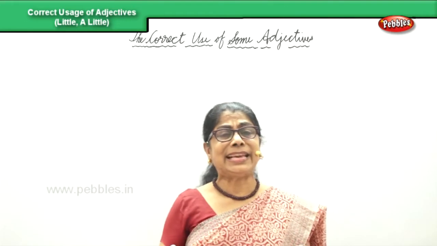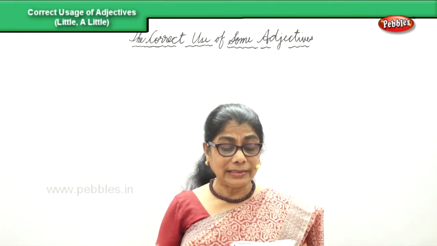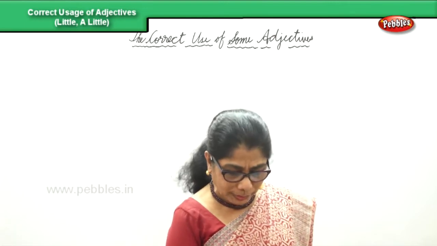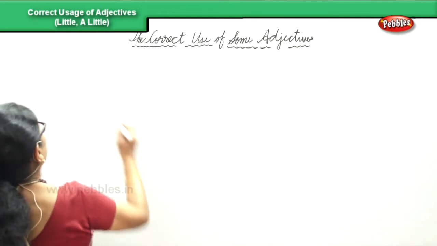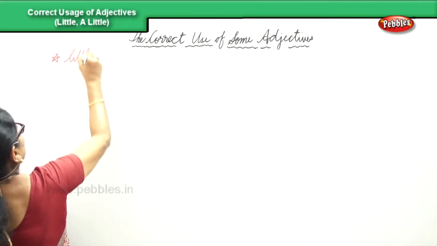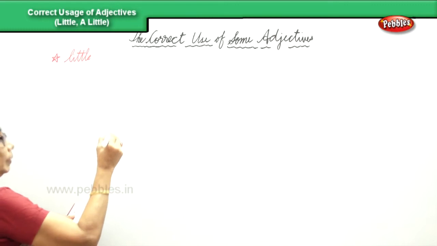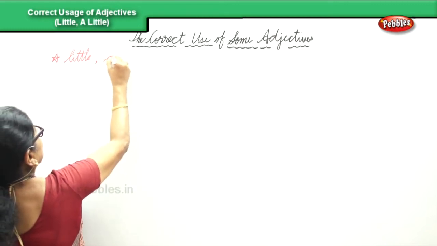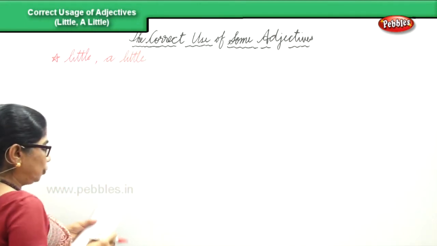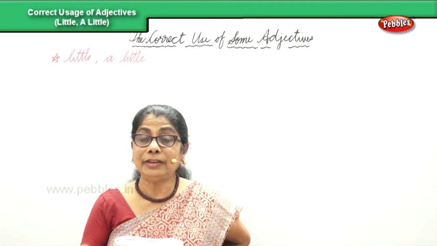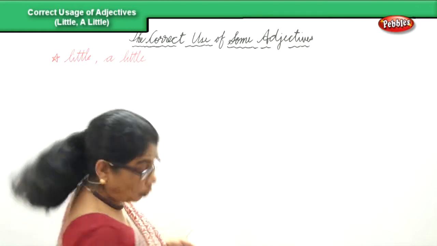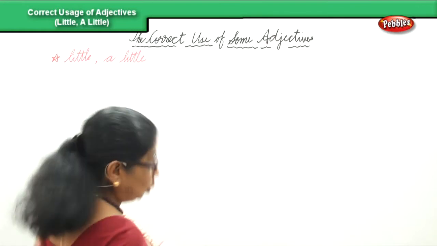Now, first we take little or a little. These are adjectives of quality. So we look at the words little, a little. Let's say little. Then a little. Now these two are adjectives of quality. So what are we going to look at? Adjectives of quality, and that's what we are going to dwell on.